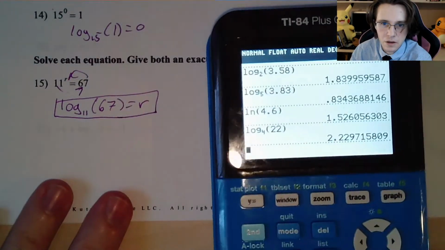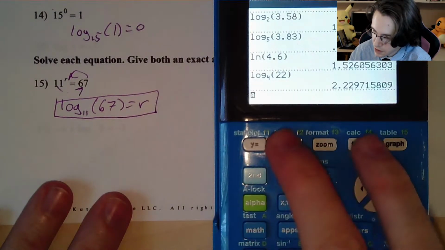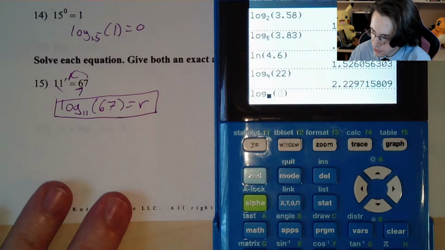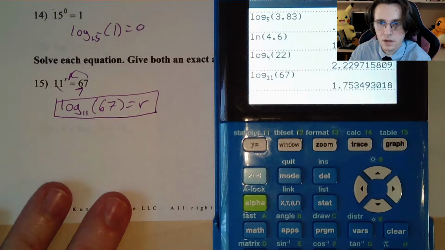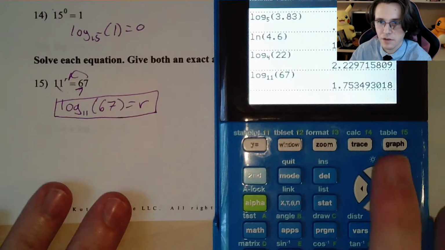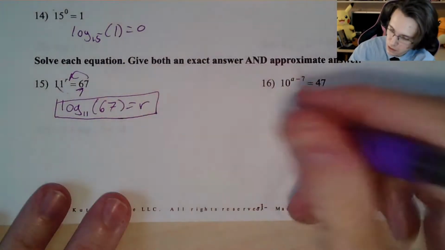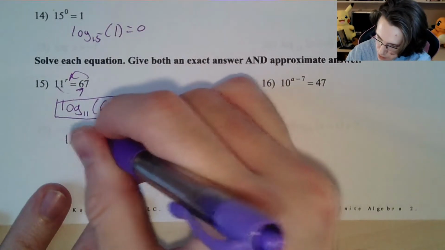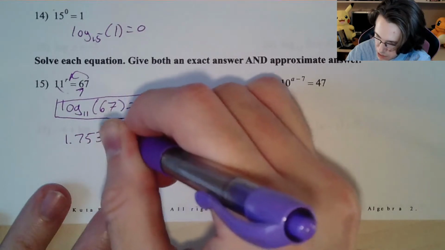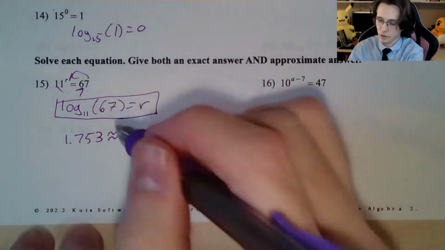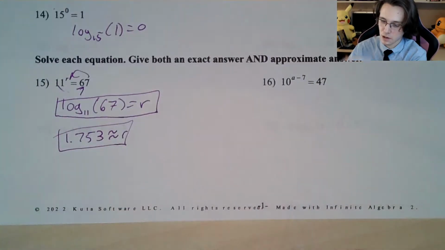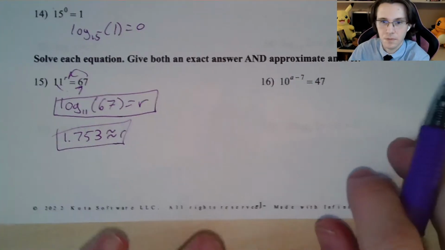So we take our calculator, and again, with the alpha window and the number 5, log base 11 of 67 is 1.753. And that's approximately, so I use a wavy equal sign for that one, because it is approximate.